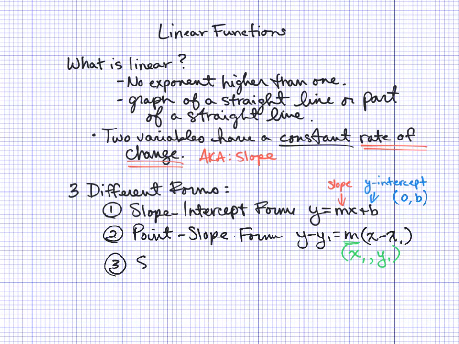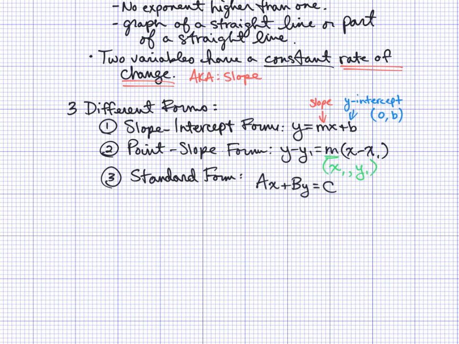The last form is something called standard form. Standard form is a little more unusual. It looks kind of like this: ax plus by equals c. So there's no slope obvious in this equation, but you can find the slope in there, and we'll talk about how to do that in just a little bit. But something I want you to notice is that both variables x and y are on one side of the equation. Both have some kind of coefficient, a and b.